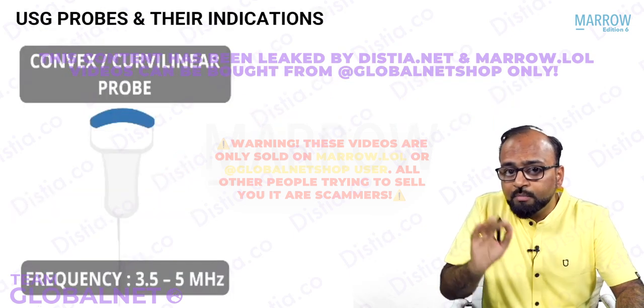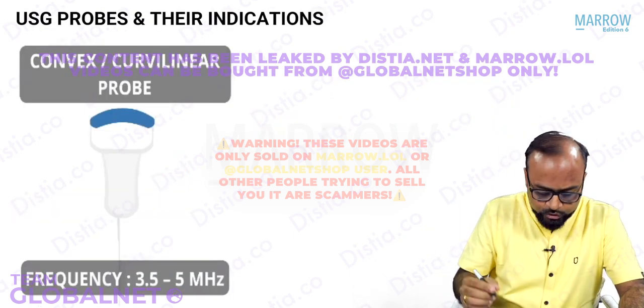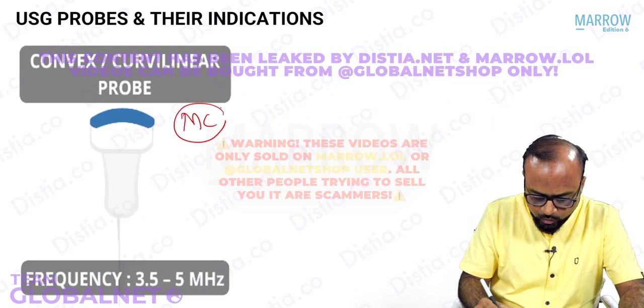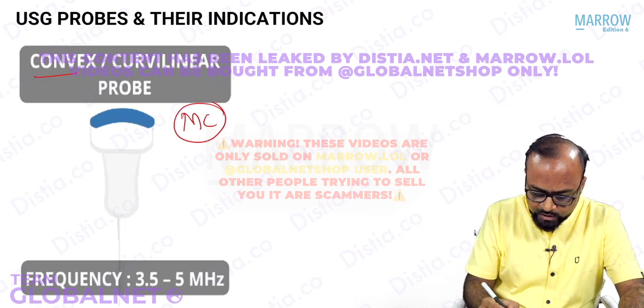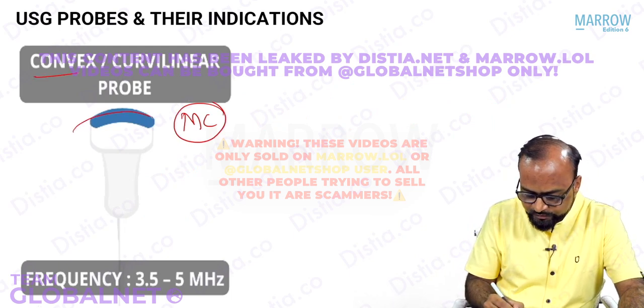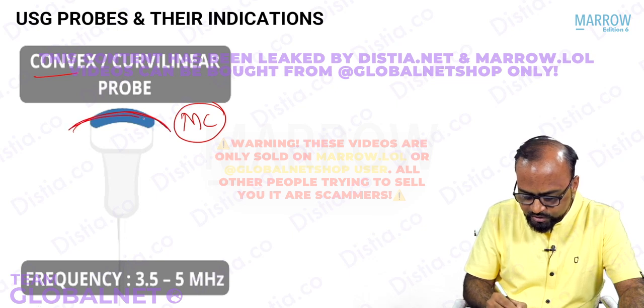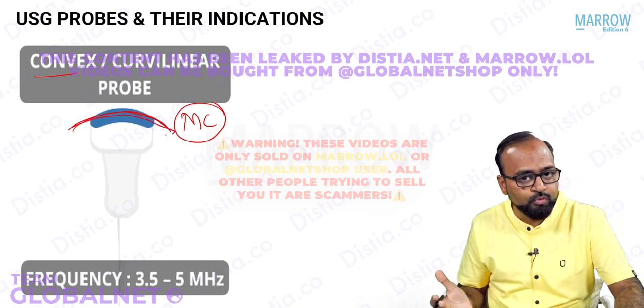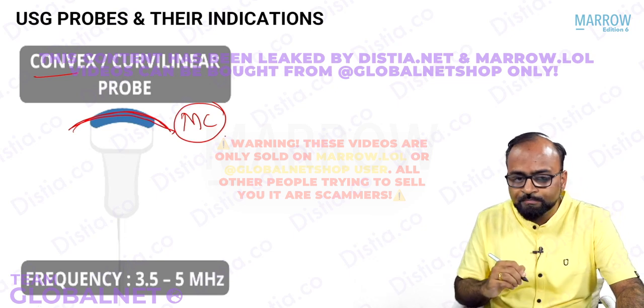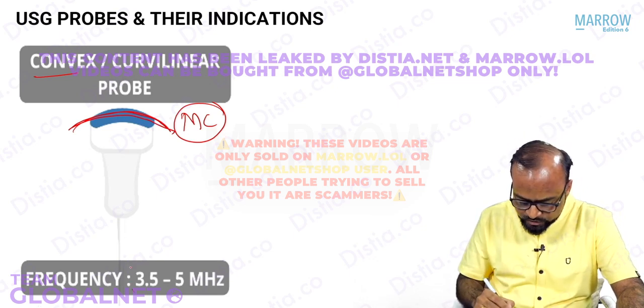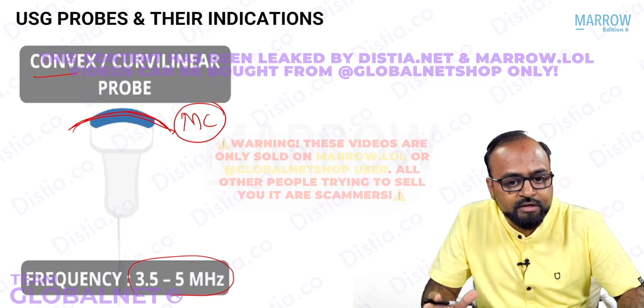The most commonly used probe overall, right? So the most commonly used probe overall is called the convex probe or curvilinear probe. Why? Because its surface that touches the patient's body is convex, like a sector like this. So this is a convex probe. This is the most commonly used probe, right? This probe has a frequency of around 3.5 to 5 megahertz.